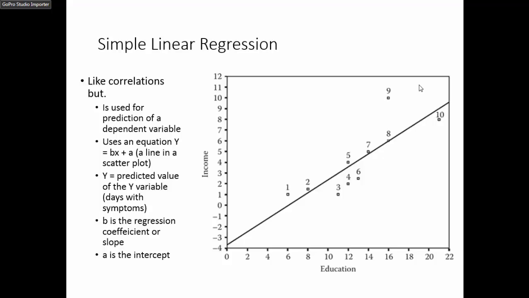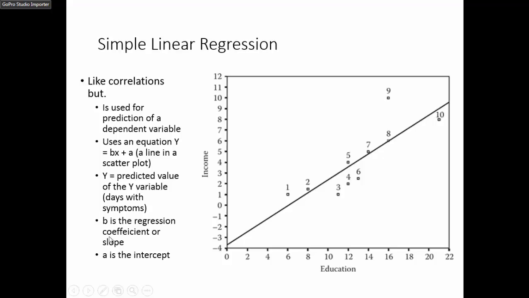So the difference between this and the correlation is, again, that it's a prediction. We also get an equation, y equals bx plus a. It's very similar to y equals mx plus b, which you should have learned about when you took algebra. But basically, y is our variable that is being predicted. So in our instance, it's going to be number of days till recovery. And then x is the predictor variable, or also our independent variable. And in this instance, it's going to be blood glucose levels.